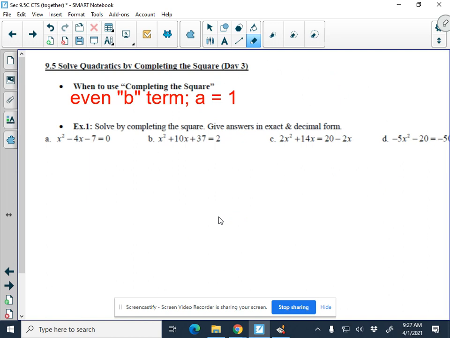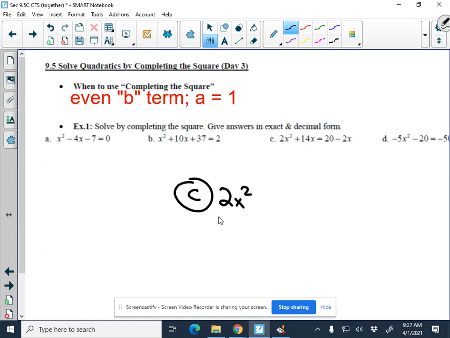Okay? Next one. 2x squared. I am going to add 2x to each side. Why am I going to do that? I want to get all the x's over here, so I have plus 16x. Yep, because I add the 2x to the 14x, I get 16x. You see it? Equals 20.